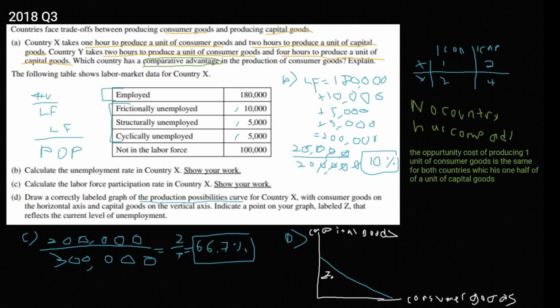The reason I wrote this as a straight line is because it says trade-offs. That means there's a 1-to-1 ratio. If it was curved like this, that would be a non-constant opportunity cost. I'll actually label the graph PPF, but the slope of this is the opportunity cost. And so the opportunity cost is constant. So we draw a straight line.